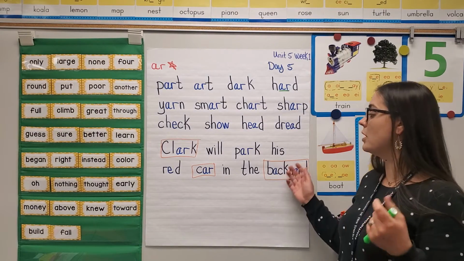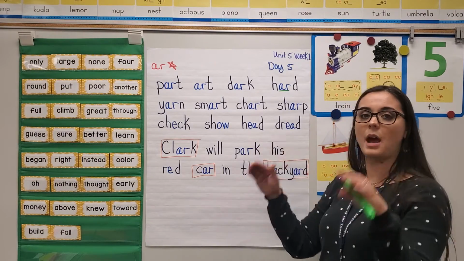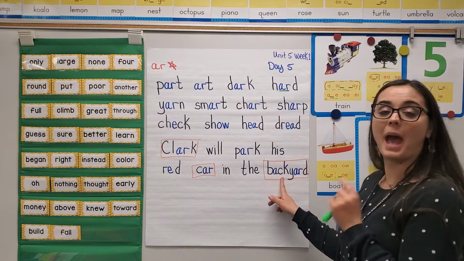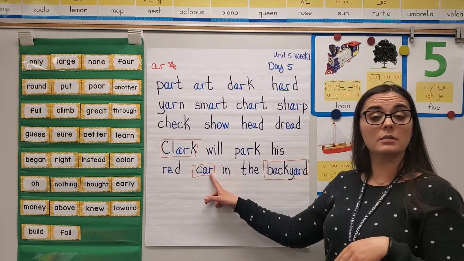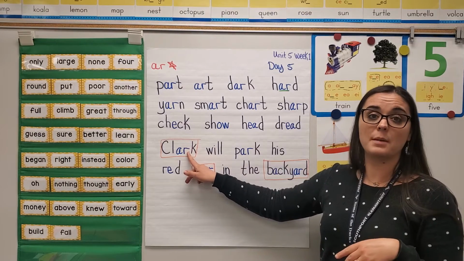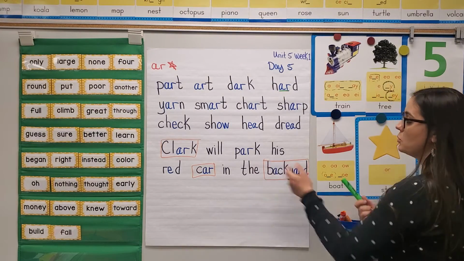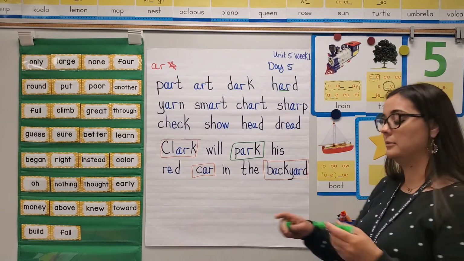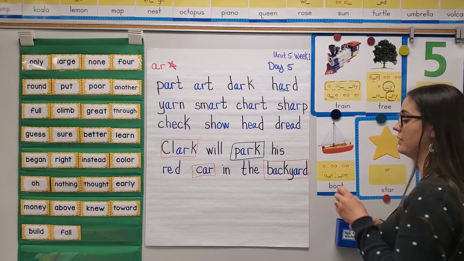Verbs. So we know that a verb tells what a noun is doing. So it's an action. So is the backyard doing anything in our sentence? Nope. Is the car doing anything in our sentence? Nope. Is Clark doing something in our sentence? Yeah, he is. So what is Clark doing? He's going to park something. What is he going to park? His car.